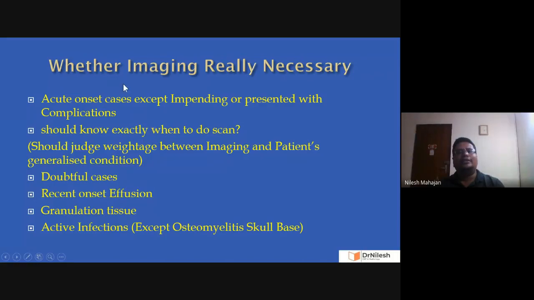Like acute onset cases, suppose a patient is complaining of severe earache, you are seeing a bulging tympanic membrane, and you are suspecting AOM, then there is no need of doing a scan, because you know if you give the medical line of treatment, AOM is going to resolve. But again, you should keep in mind that there should not be any impending or present complications. Take a case of AOM only. An AOM patient is presented with fever and earache only. So you will give the medical line of treatment and observe that patient.